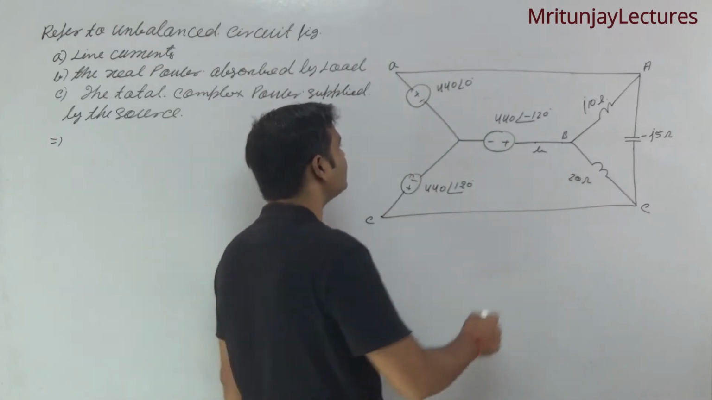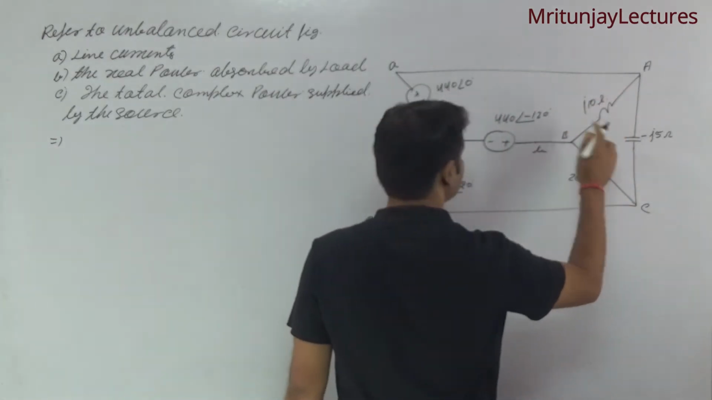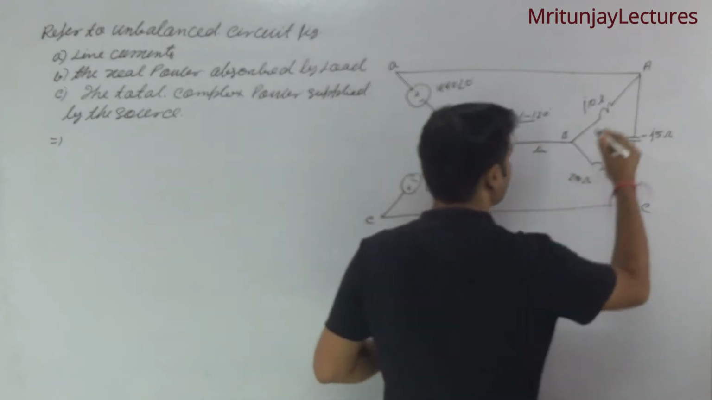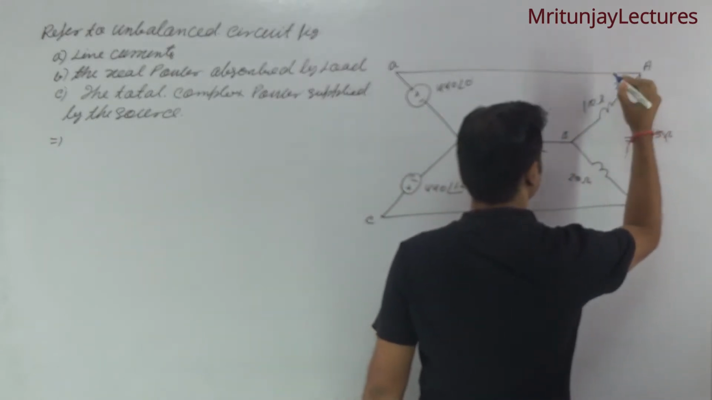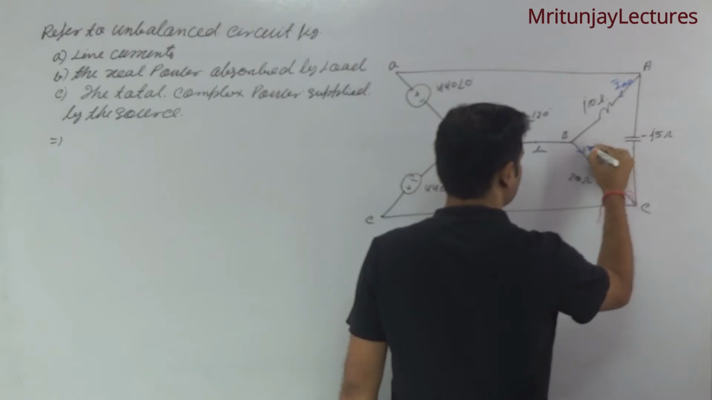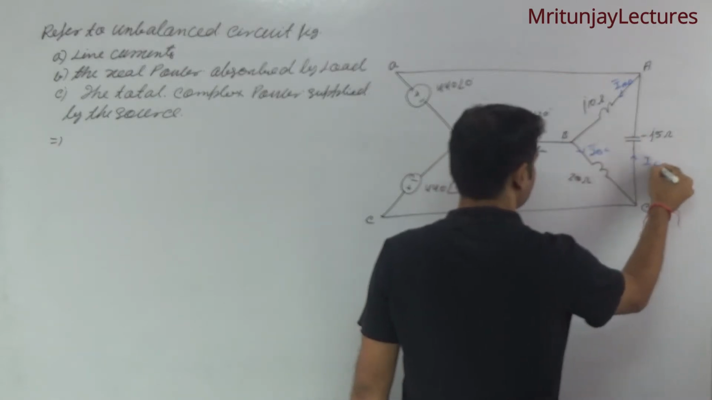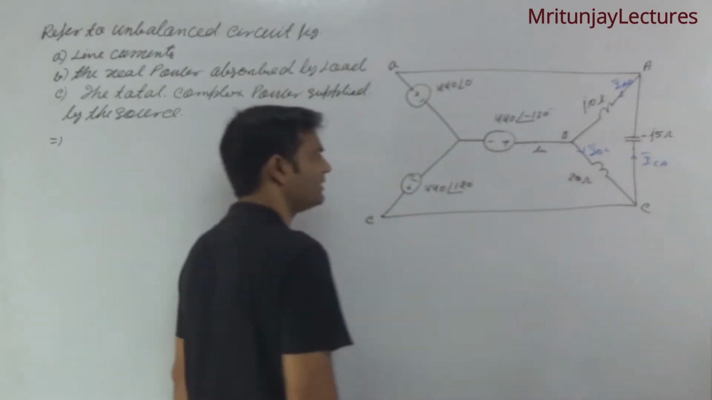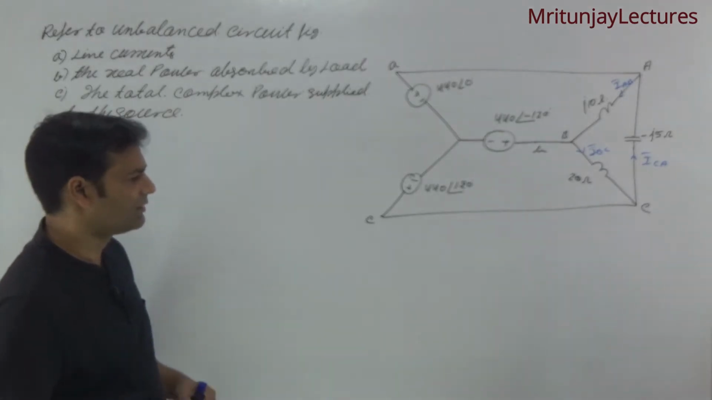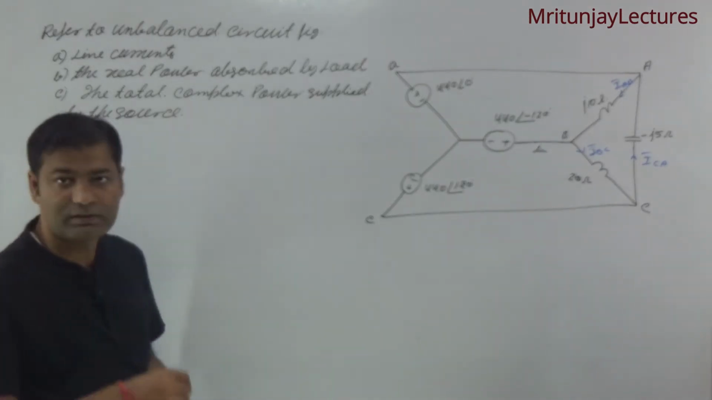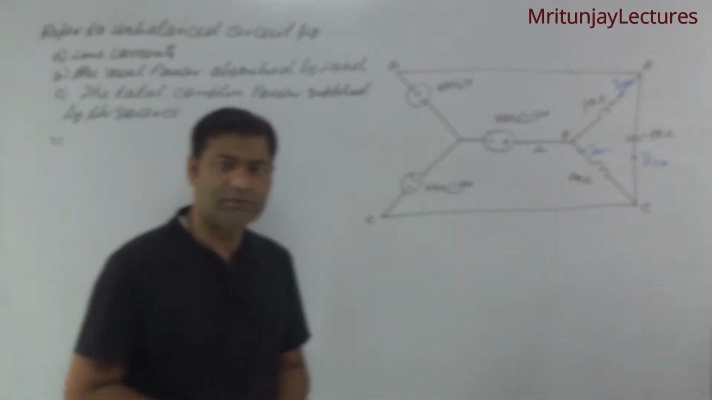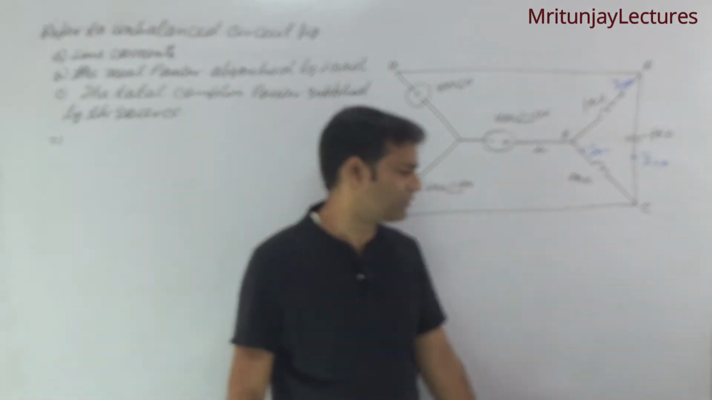In this ribbon, that is IA, I of AB, I of BC, and I of CA. Clear? Our motto is to determine I of AB, I of BC, and I of CA. Now, how can we determine these? I have already discussed this type of problem. How can we resolve this? Three equations, three unknowns.